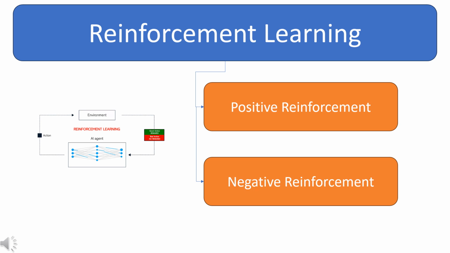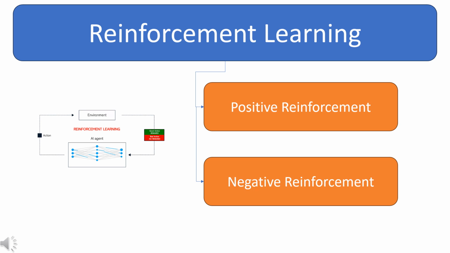Reinforcement learning is a machine learning technique that trains software to make decisions to achieve the most optimal results. It mimics the trial and error learning process that humans use to achieve their goals. There are mainly 2 types of reinforcement learning, which are positive reinforcement and negative reinforcement.